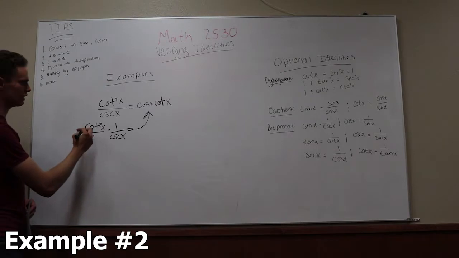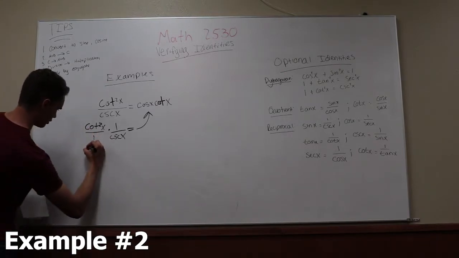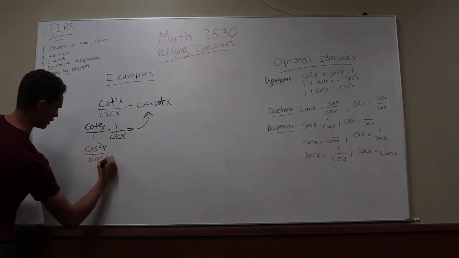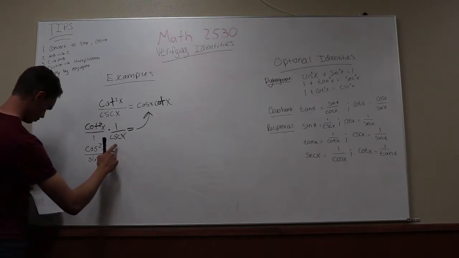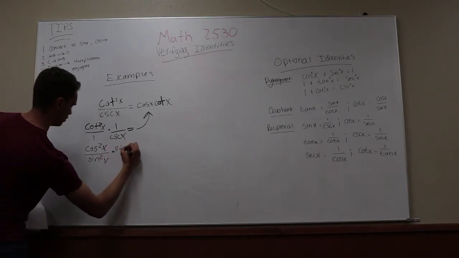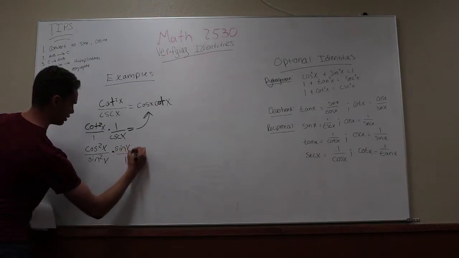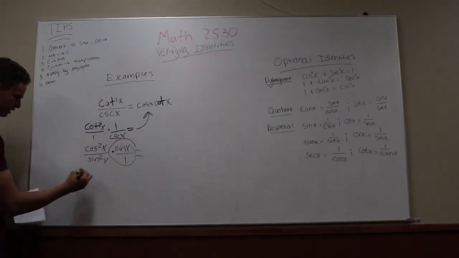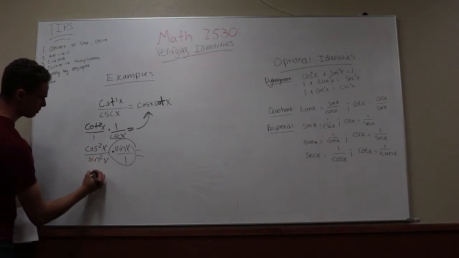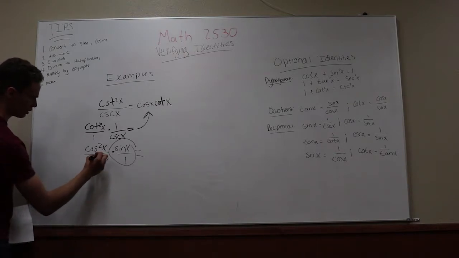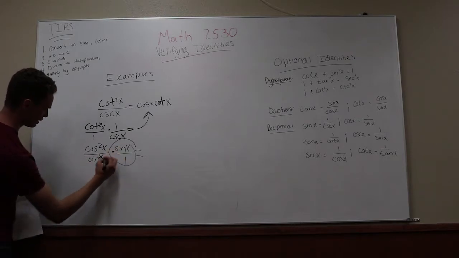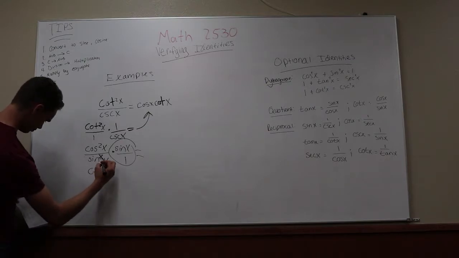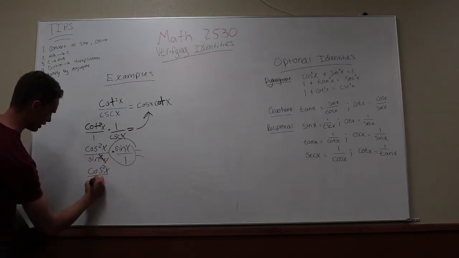Then you're going to use the quotient identity to get cosine squared of x over sine squared of x multiplied by sine of x over 1 equals that. And this right here is a reciprocal identity. The next step is to cross multiply, and the signs will cancel out. So you'll get rid of this sine squared and that sine, and you'll get cosine squared of x over sine of x.